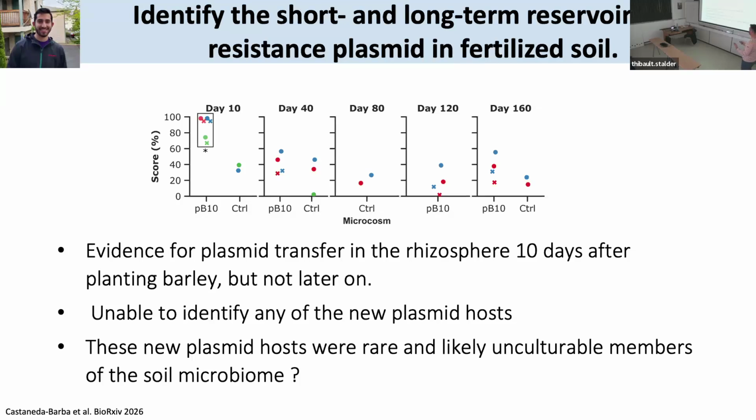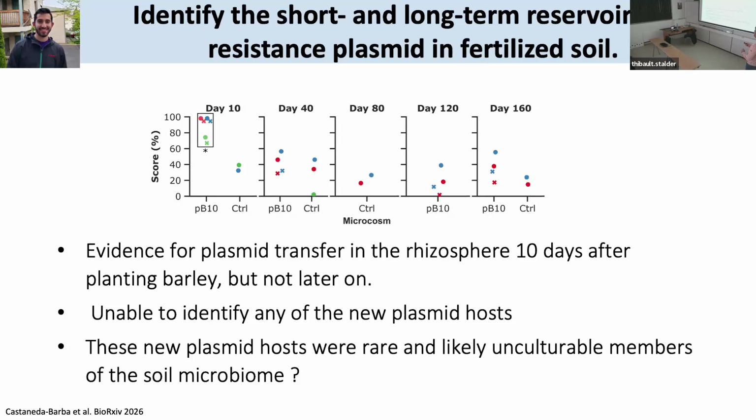So that suggests that maybe those new plasmid hosts are likely unculturable members that cannot be grown in culture, or are not detected by classical metagenomic approaches in the soil microbiome. Because remember, we do the target enrichment, so those bacteria may be present at very, very low abundance in general.